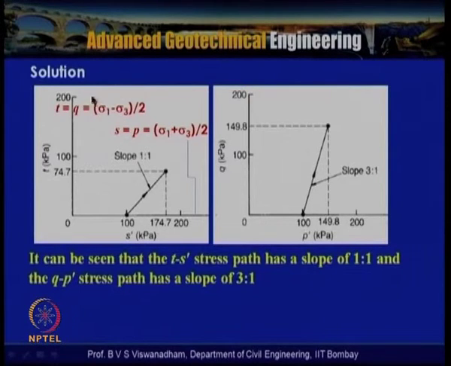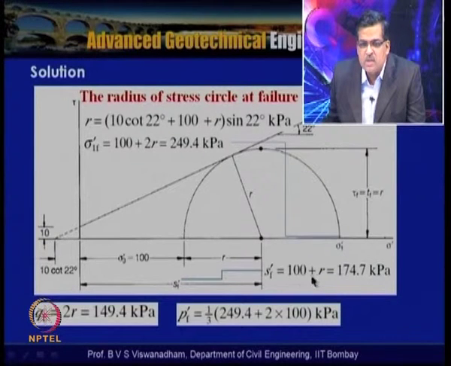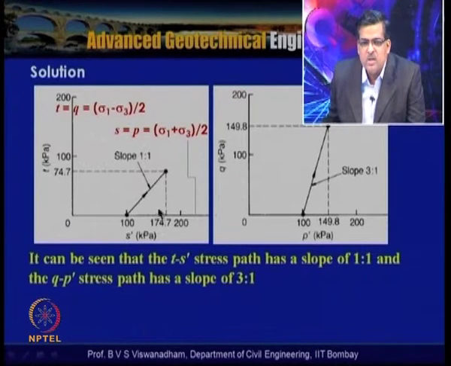Similarly, when we take T equal to Q equal to (sigma 1 minus sigma 3) by 2, and S equal to P equal to (sigma 1 plus sigma 3) by 2, this traverses like 100 plus (sigma 1 plus sigma 3) by 2. This can be obtained as 174.7 kilopascals, indicated here. The slope of this is 1. The T failure is around 74.7 kilopascals, and this is 174.7 kilopascals.